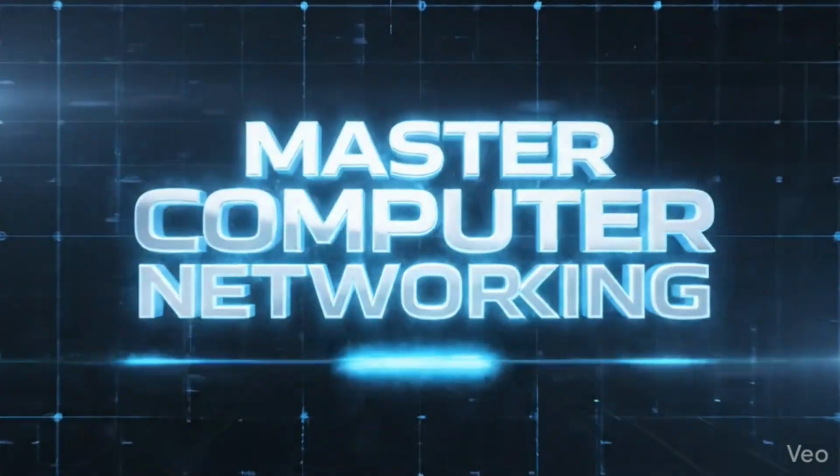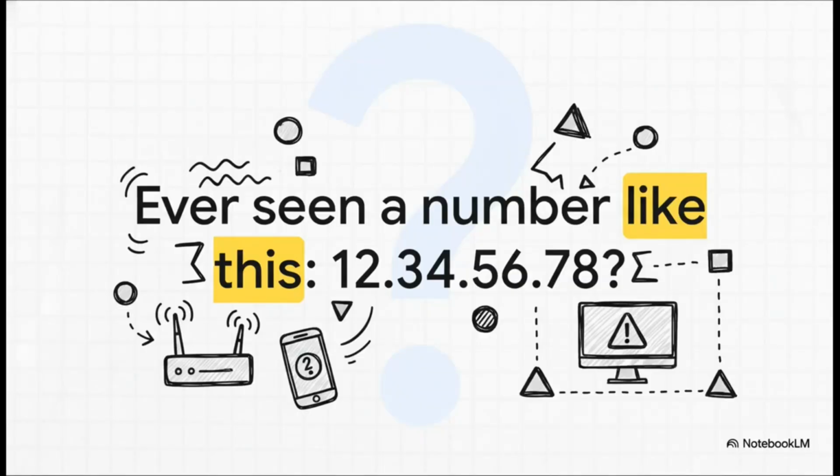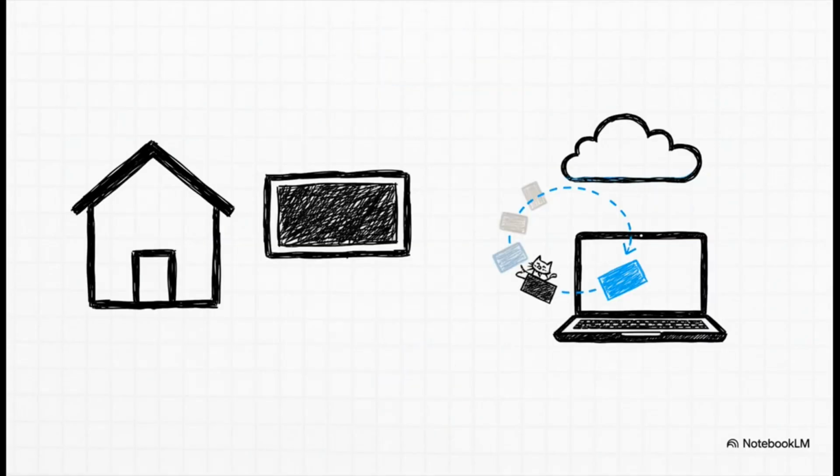Let's dive in. Okay, I'm pretty sure you've seen a number that looks something like this before. It might pop up when your Wi-Fi is acting weird, or you might see it buried deep in your network settings. But have you ever stopped to ask, what on earth is that thing? Well, that string of numbers is basically your address on the internet. It's how Netflix knows to send The Office to your laptop and not your neighbor's.